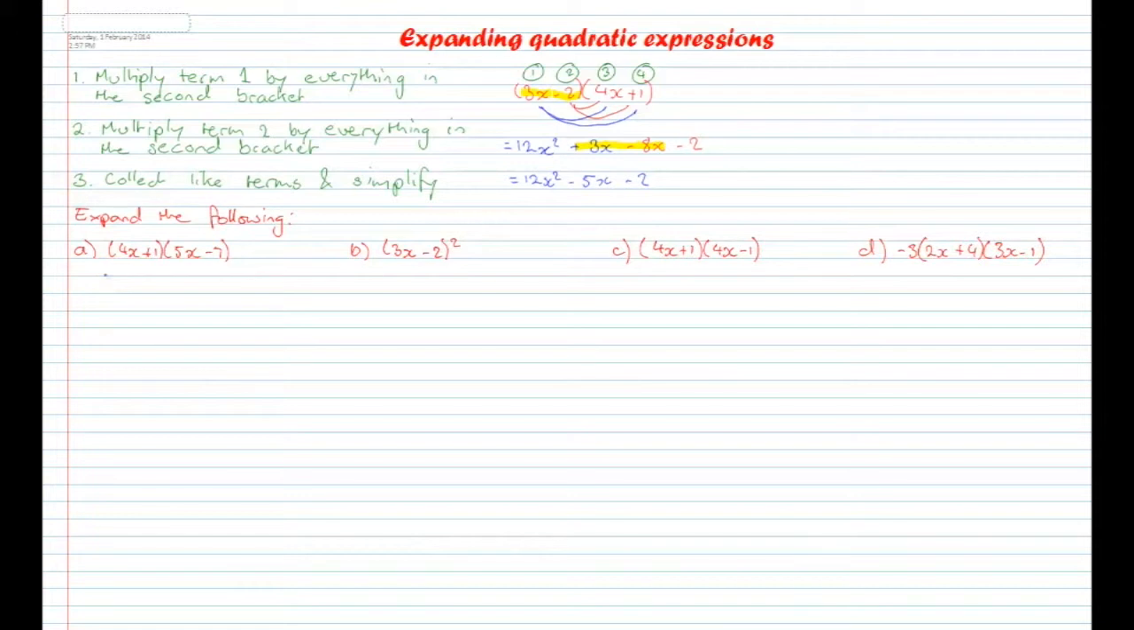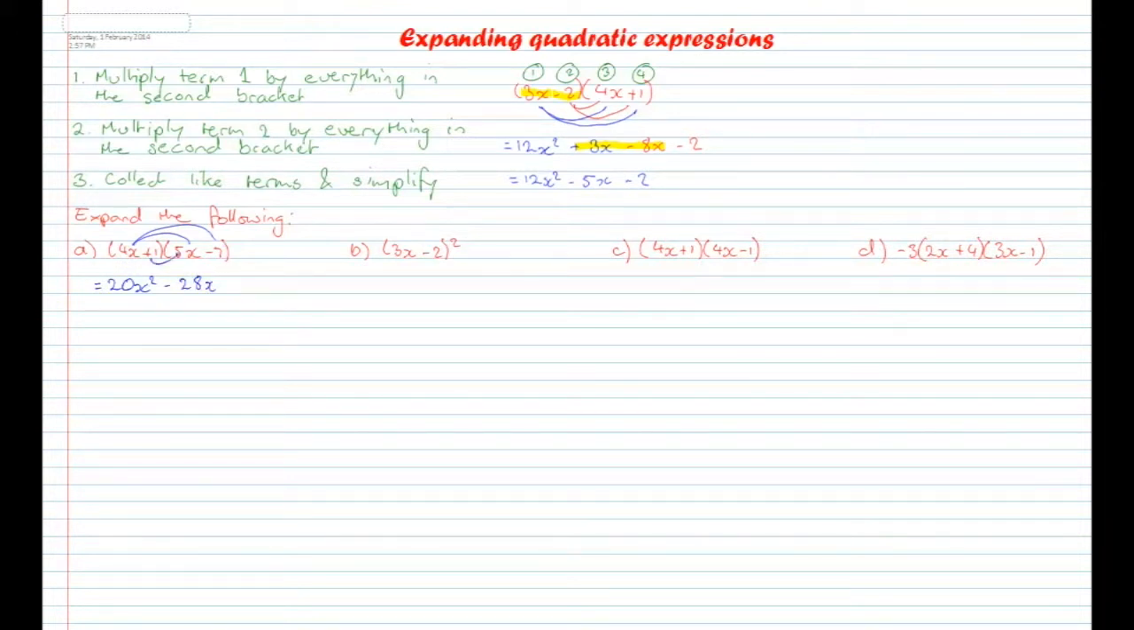Alright, so now let's attempt these questions. We've got 4x plus 1 and 5x minus 7. So first one multiplied by both of them, so 4x times 5x and 4x times negative 7. 4x times 5x will be equal to 20x squared, because 4 times 5 is 20, and x times x is x squared. 4x times negative 7 is negative 28x.